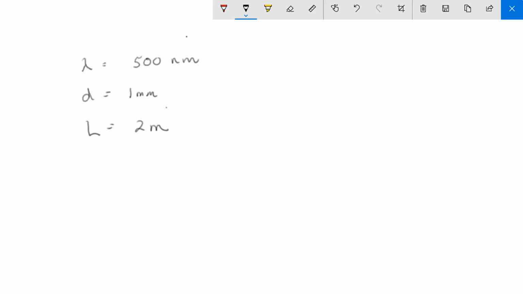We have our givens here: the wavelength, the slit distance, and the length to the screen. We're hunting for the distance between the spots, that's y. And again, I'm going to draw a quick diagram off to the side so I remember what all of these different variables mean.